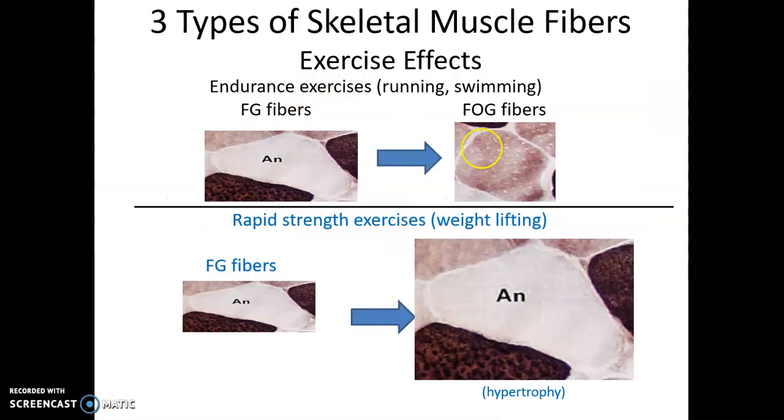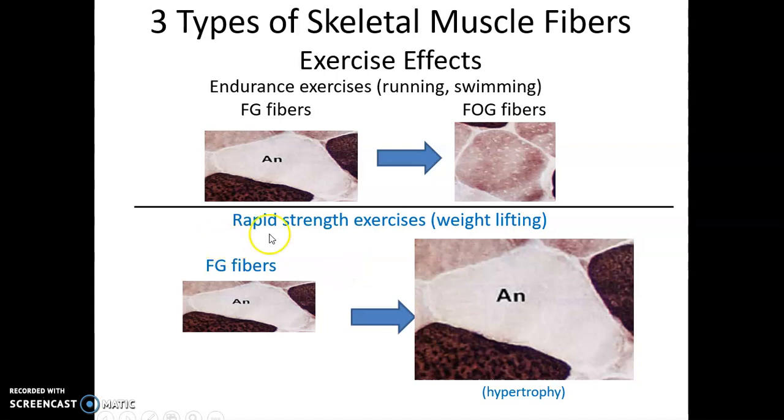All right, exercise effects on our fibers. Well, people who engage in a lot of endurance exercises, such as running or swimming, where they're using the muscles for long periods of time, well, in those muscle organs, the fast glycolytic fibers will convert over time into fast oxidative glycolytic fibers. So they'll become the intermediate form, which will be a little more effective for these kinds of endurance exercises.